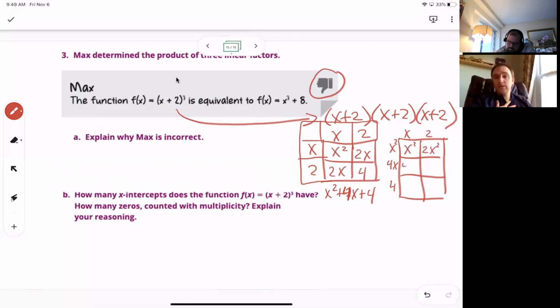So now he's multiplying those pieces. He did x^2 times x is x^3. 2 times x^2 is 2x^2. 4x times x is 4x^2. 4x times 2 is 8x. 4 times x is 4x. 4 times 2 is 8. Now I am combining some like terms: x^3 + 6x^2 + 12x + 8.